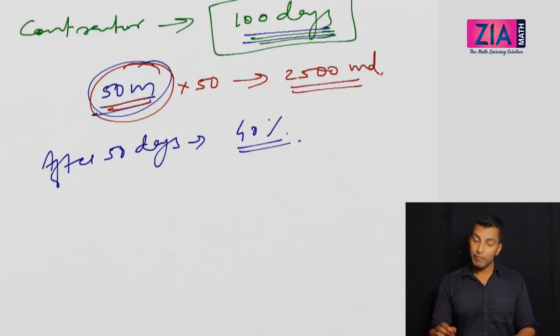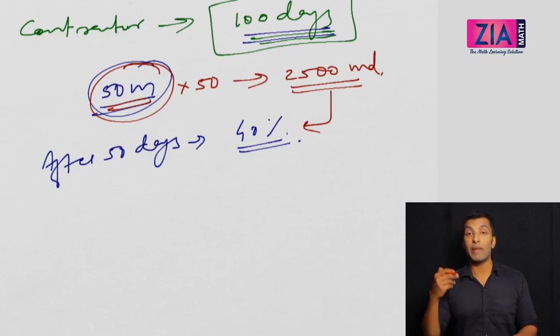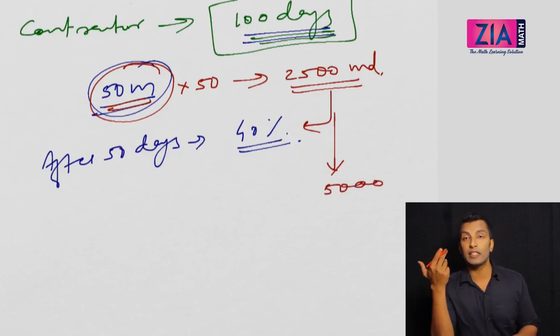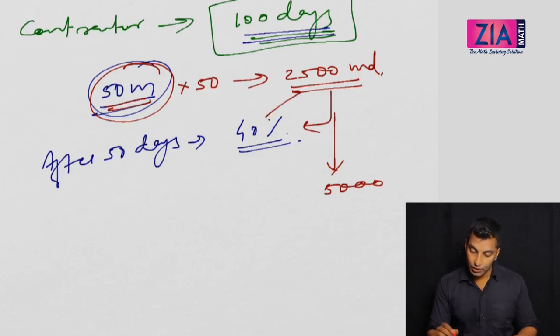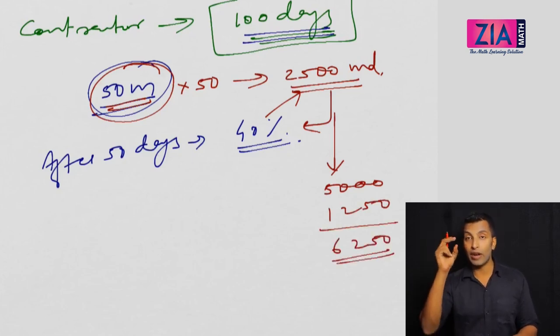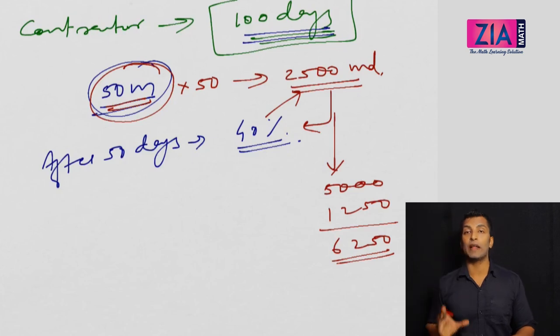So 2500 man days is over in 50 days, and you got the information that this is just 40% of the work. So how many man days are required to complete the work? What is 80%? Twice of it, that is 5000. So 80% is 5000. So 20%, half of this is 40%. 2500 is 40%. So 20% means 1250. So 6250 is the actual number of man days to complete the work.